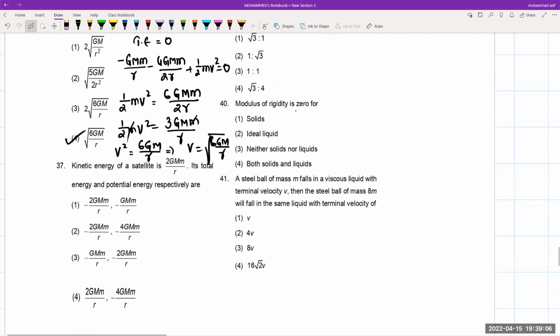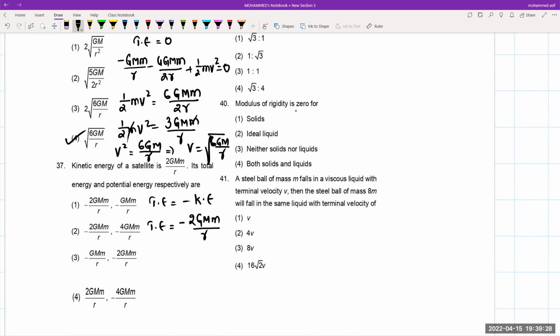37. Kinetic energy of the satellite is given as 2 times of capital G, capital M, small m divided by R. Its total energy and potential energy respectively are how much? You know that total energy will be equal to minus of kinetic energy, negative kinetic energy. That means the total energy will be equal to minus of 2 times of capital G, capital M, small m divided by R. Isn't it?